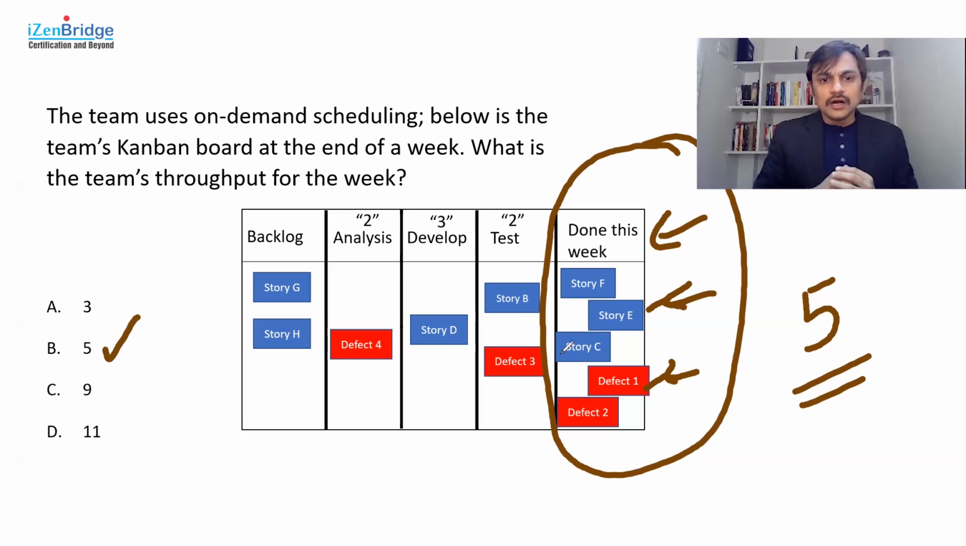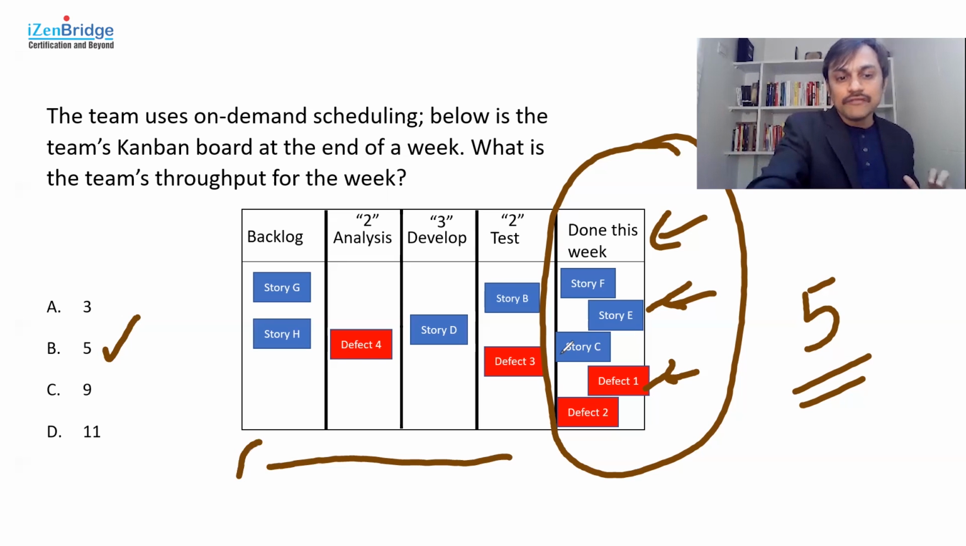Now you may wonder, what is happening at the rest of the board? The rest of the board will continue. There are items at a test stage, develop stage, analyze stage, and they will keep moving. When I'm calculating the throughput, the rest of the board is not an area of interest for me.